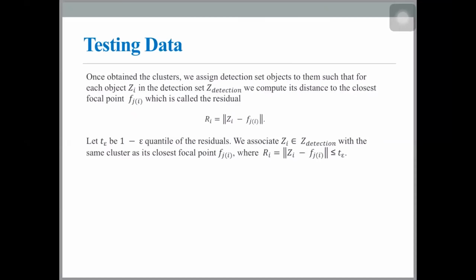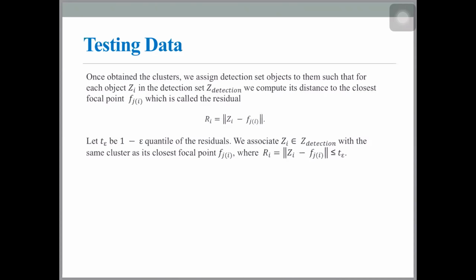Before I go to the next section, I need to talk about the way I associate the detection object with the created cluster. Once I obtain the clusters, I assign the detection set objects to them such that for each object Zi in the detection set, we compute its distance to the closest focal point Fji, which is called the residual. For a suitably chosen significance level epsilon, let T sub epsilon be the 1 minus epsilon quantile of the residuals. We associate Zi with the cluster of its closest focal point Fji, where its distance to it is smaller than or equal to T sub epsilon.